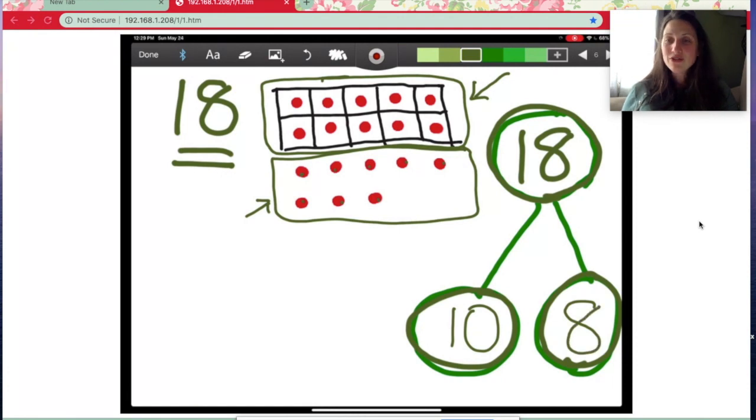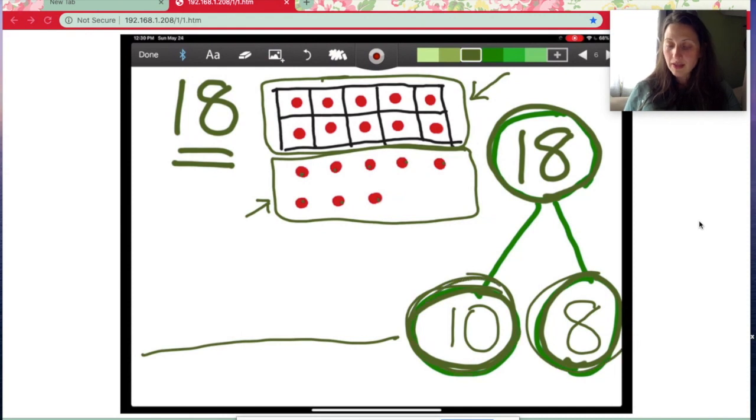Now I can use these same numbers to make a number sentence, and that's what I'm going to do. So the first thing I need to do is add up my two parts, this number and this number at the bottom. 10 plus 8 equals. Please do not forget to draw your plus sign and your equal sign. That's how we make a number sentence.